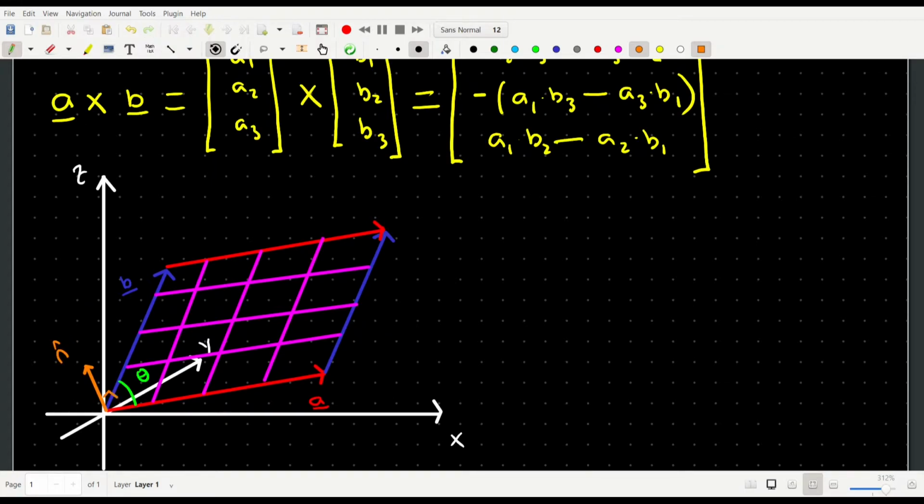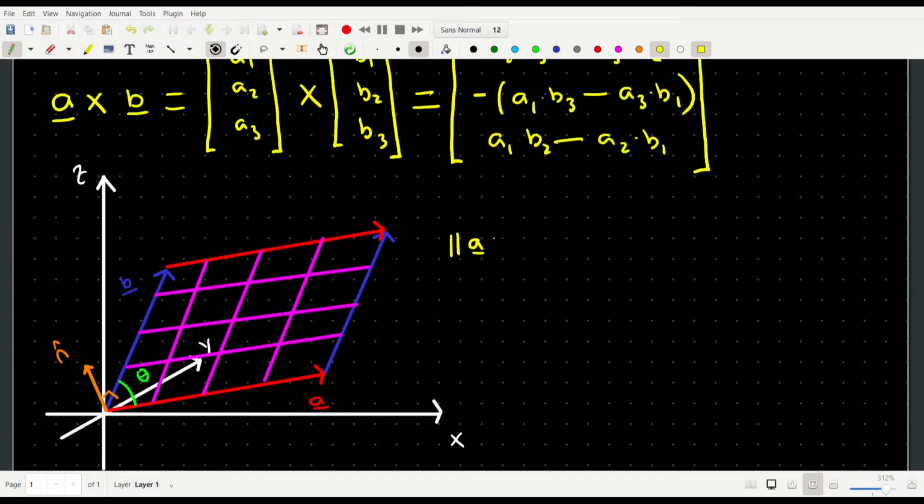And this is perpendicular to the plane formed by these two vectors. So it turns out that the area of this plane is the same thing as the magnitude of this cross product right here. And you might not believe me, so what I want to do is go through and show this.